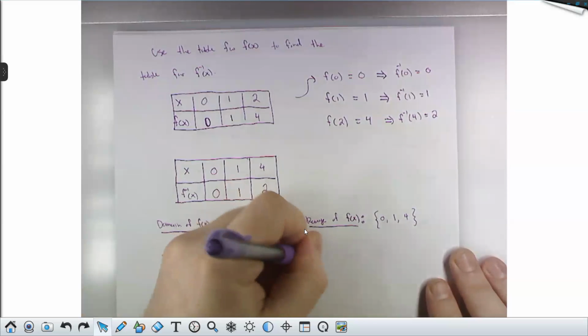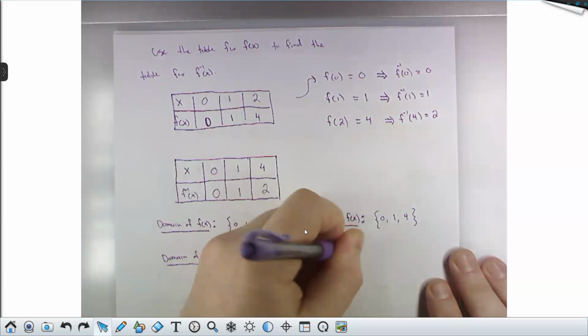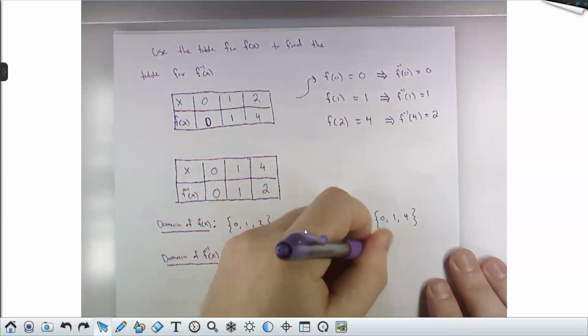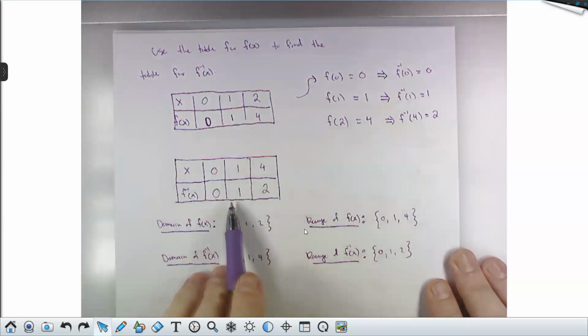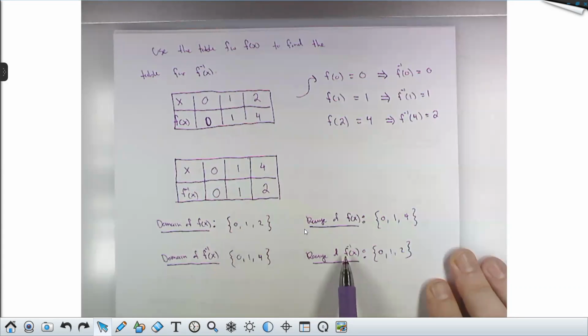And the range of f inverse is the set of outputs for f inverse. That's 0, 1, and 2. Right? 0, 1, and 2. And what you notice is that the domain of f and the range of f inverse are the same. The range of f and the domain of f inverse are the same.